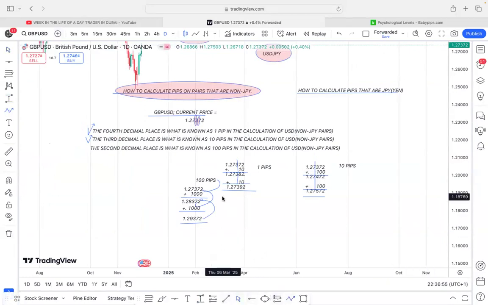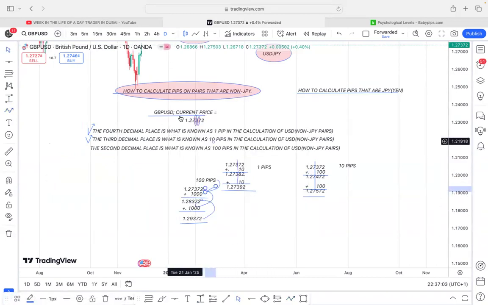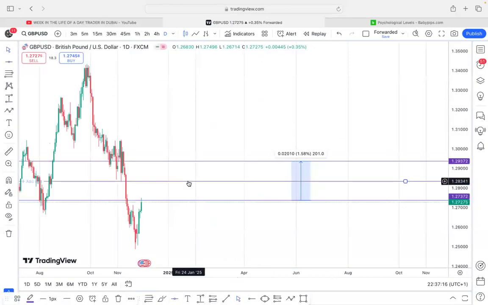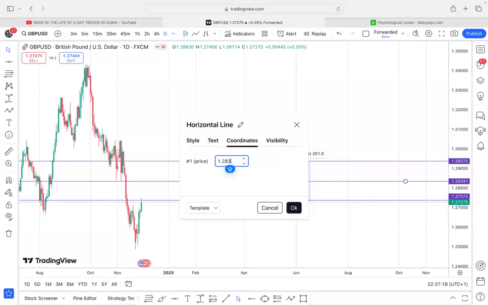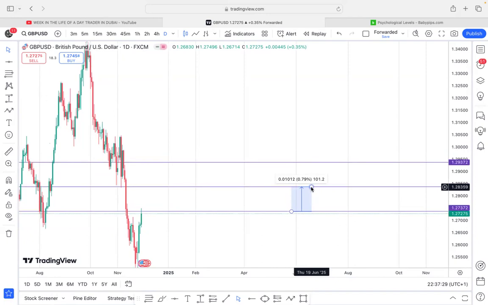Okay, this was when price moved from this price to 1.28372, which is this price. So have this in mind. This is where our new 100 pips level is going to be, right? So let's plot it together. 1.28372. Look at it. From this first current price here to this zone, what can we see? Price moved 100 pips, right? Now, when we extend it, as we calculated, price moved 200 pips.